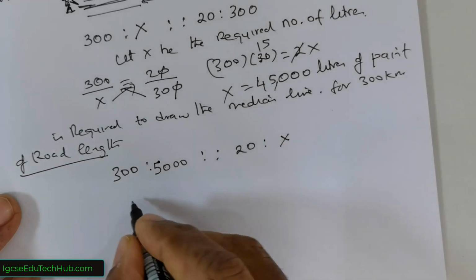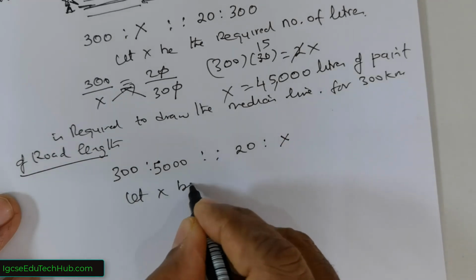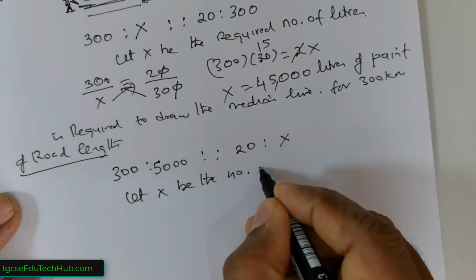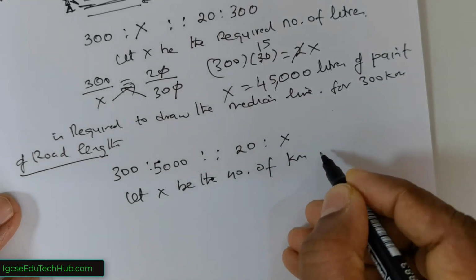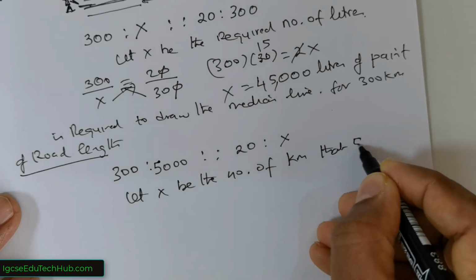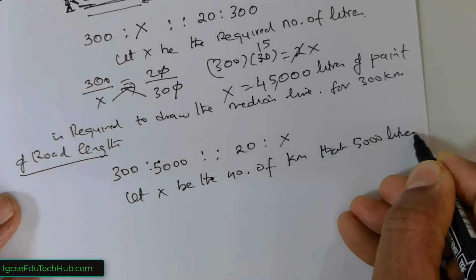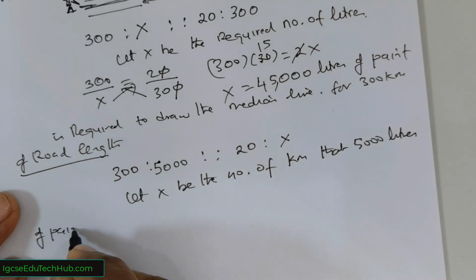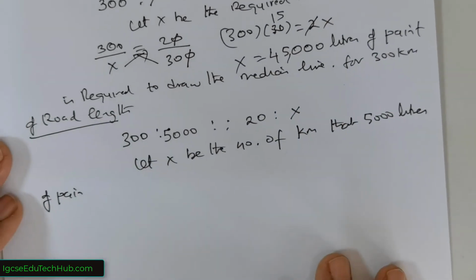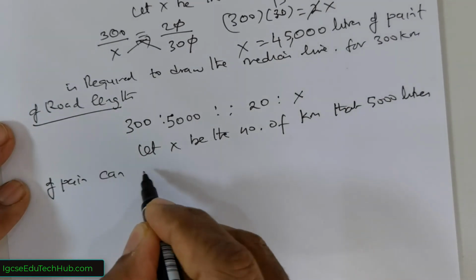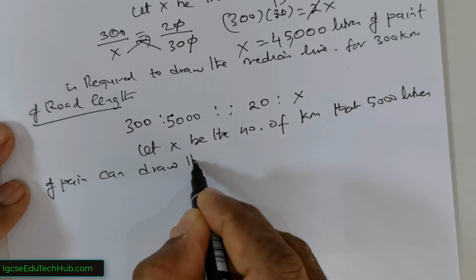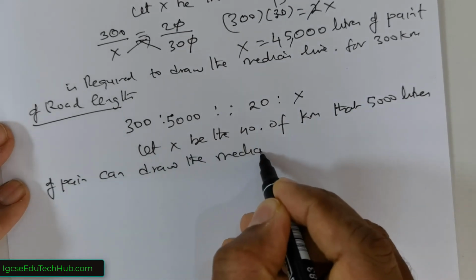So I have created the system. I'm going to state here, let x be the number of kilometers that 5,000 liters of paint can draw the median line.